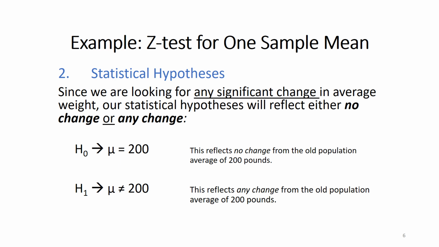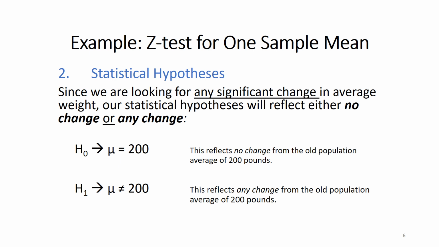So two final things to look at. When you look at the way that we have written H0 and H1 on this slide, you'll notice that H0, the null hypothesis, says there's been no change, and that's reflected by saying population mean equals 200.